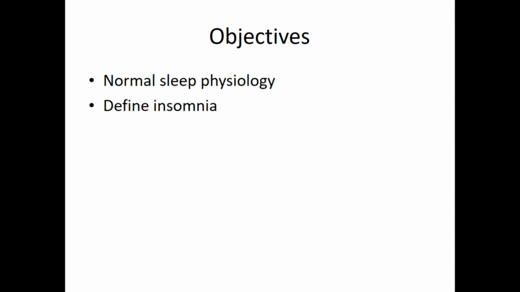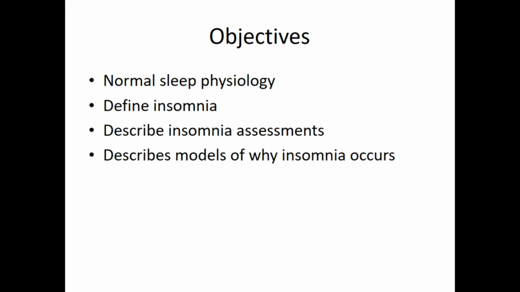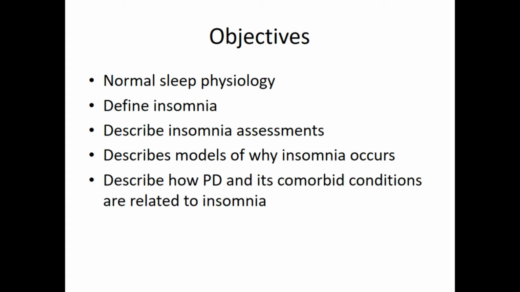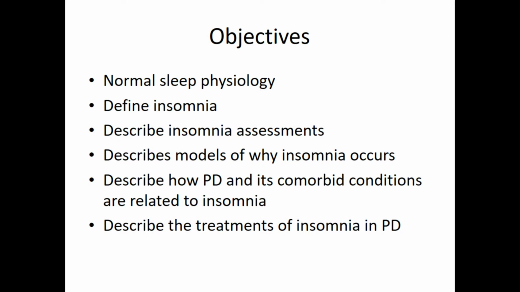We're going to define insomnia, like what do we actually mean when we say insomnia. Finally, we're going to talk about assessments of insomnia, like how you should be evaluated, and describe the models of why certain people get insomnia while others don't. Specifically, then, we're going to talk about Parkinson's disease and the comorbid conditions that can contribute to insomnia complaints. And finally, we're going to discuss some of the treatments that have been tried specifically in insomnia and Parkinson's disease.